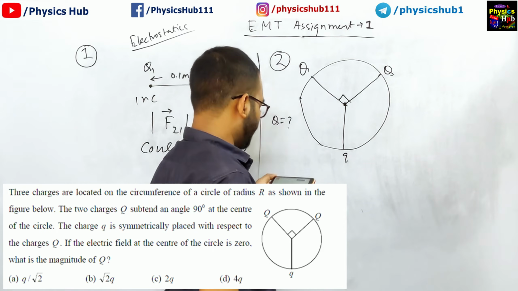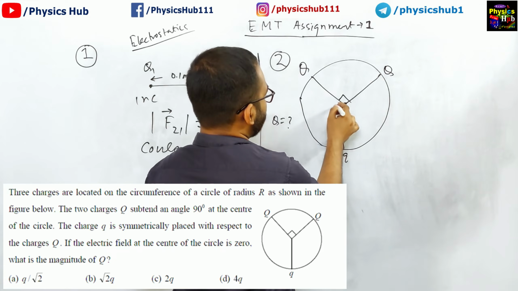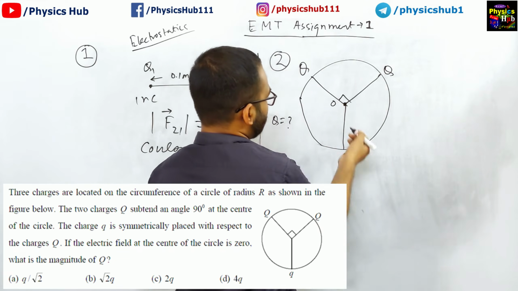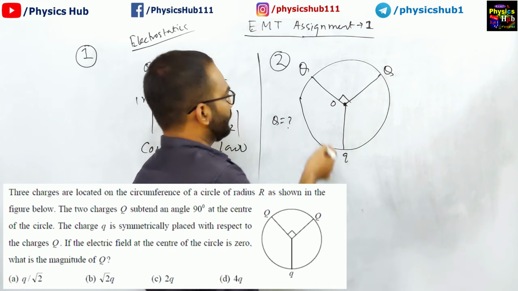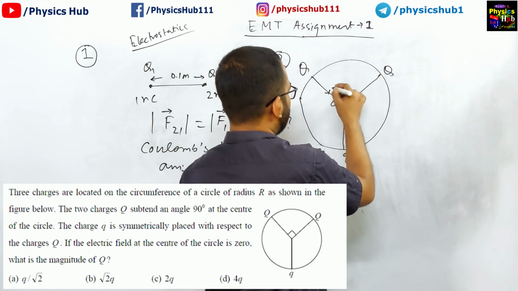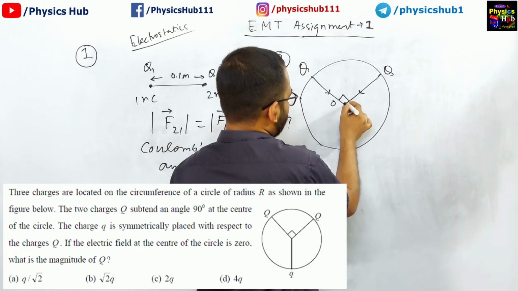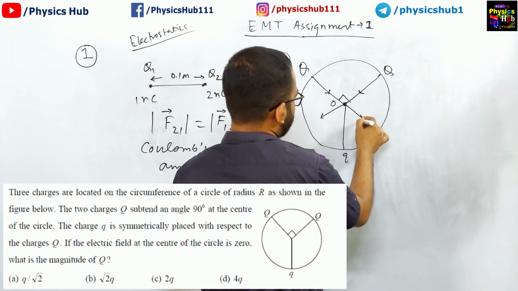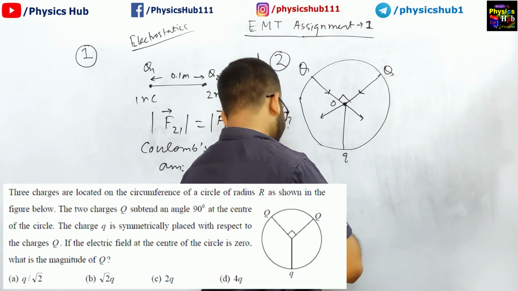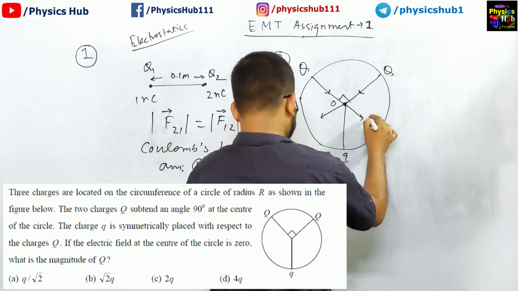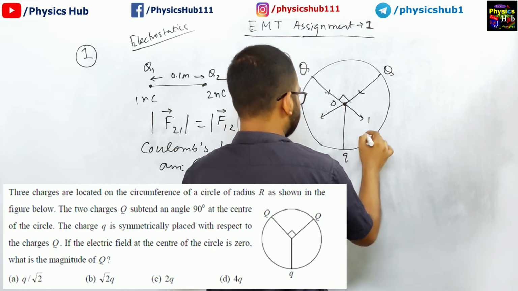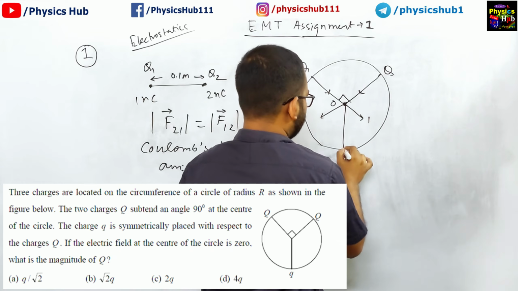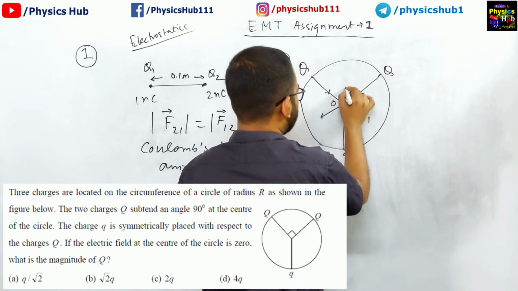This is very simple. The electric field at point, let's say O, is 0. So what you can do, these are positive charges, so the electric field will be outward. So this will be the direction of the electric field for this, and this will be the direction of the electric field from this. This is also a positive charge, so the direction of the electric field will be like this.